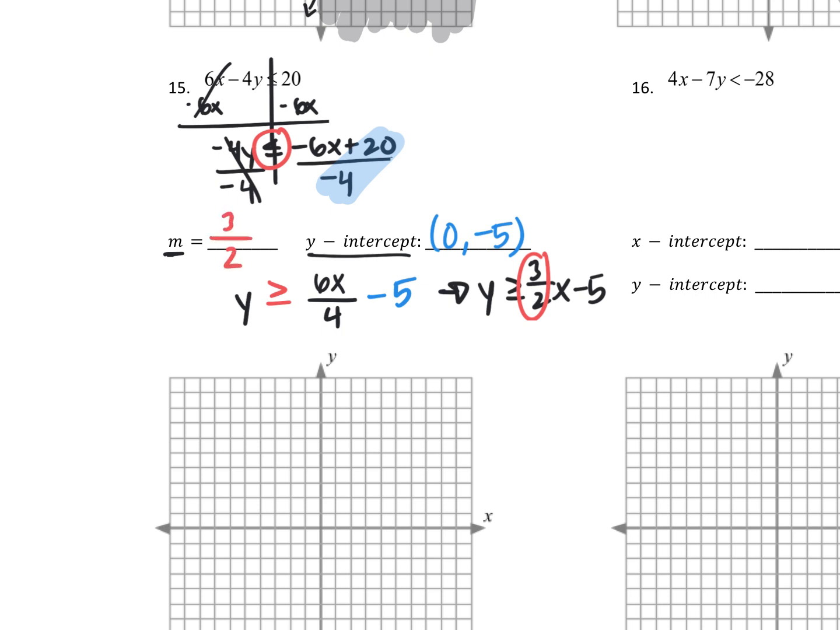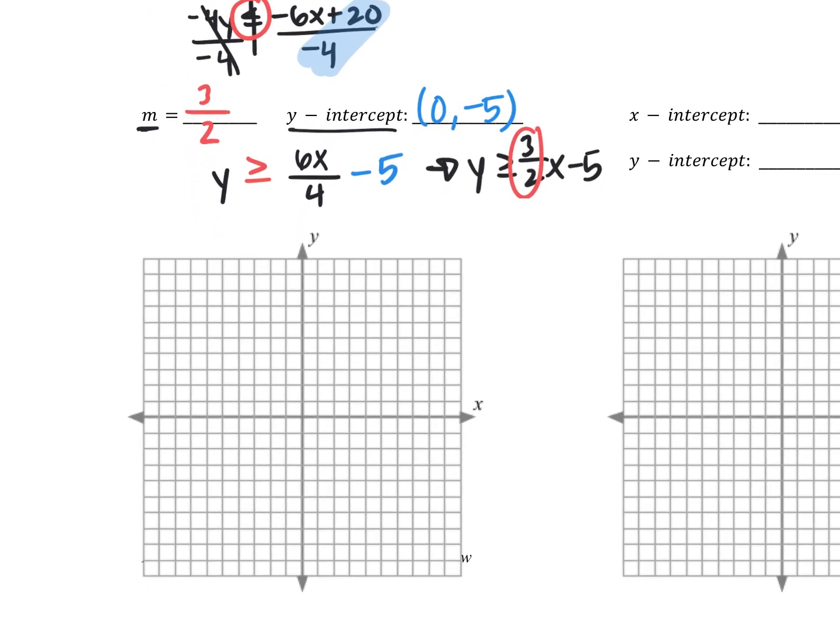Okay? So let's go ahead and graph this. I'm going to start with my y-intercept at 0, -5. I'm going to create more points with my slope of 3/2. So I'm going up 3 and over 2. I'm going to do that again, up 3 and over 2.